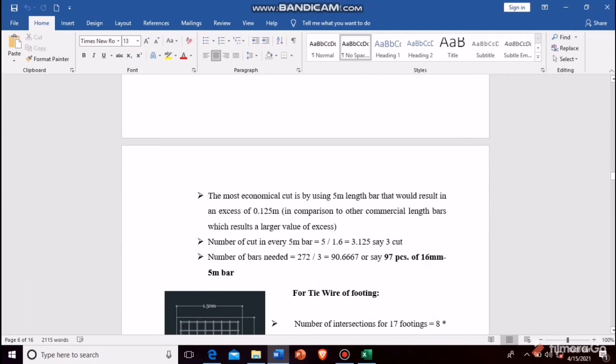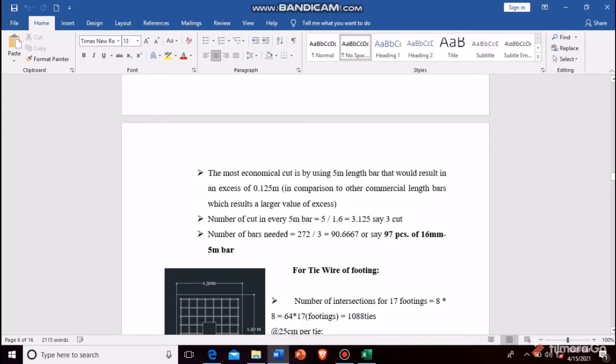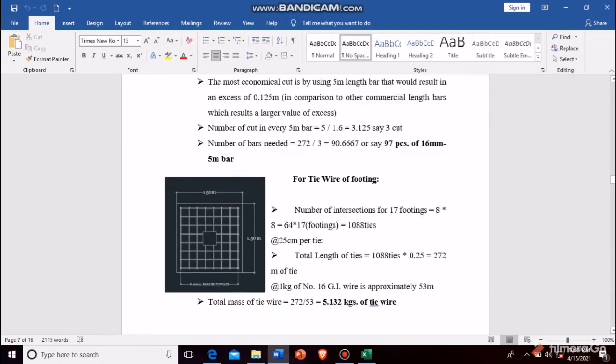The most economical cut is by using a 5 meter length bar, which would result in an excess of 0.125, in comparison to the other commercial length bars which result in a large value of excess. Number of cuts in every 5 meter bar is 5 over 1.6, that is 3.125, say 3 cuts. So the number of bars needed is 272 divided by 3, that is 97 pieces of 16 millimeter, 5 meter bar.